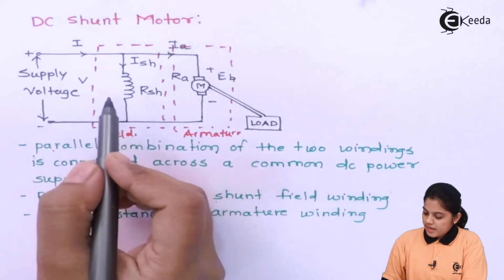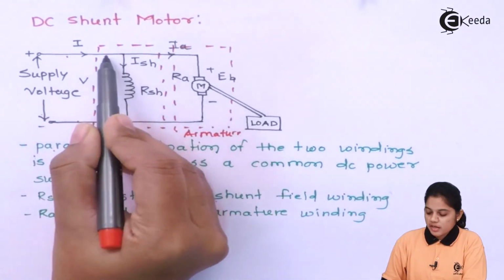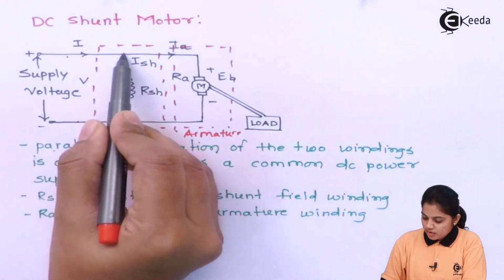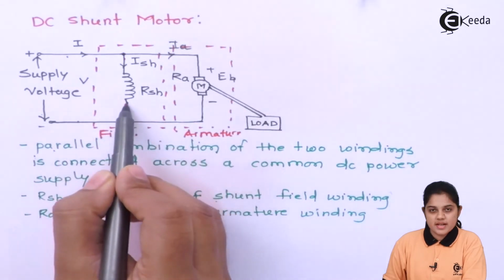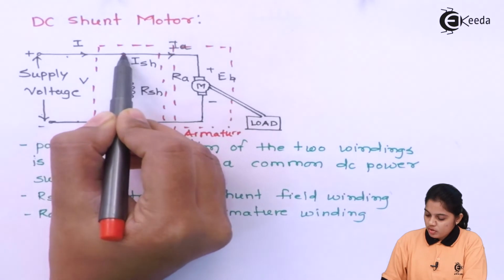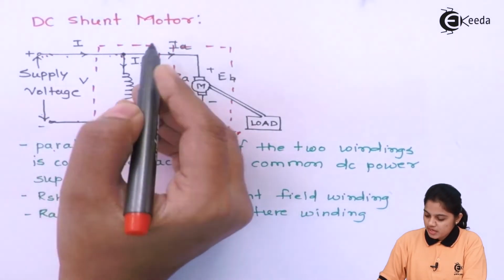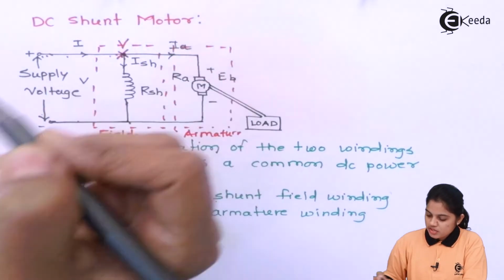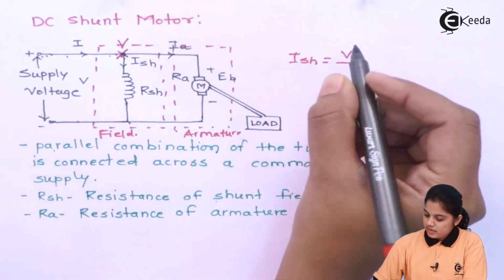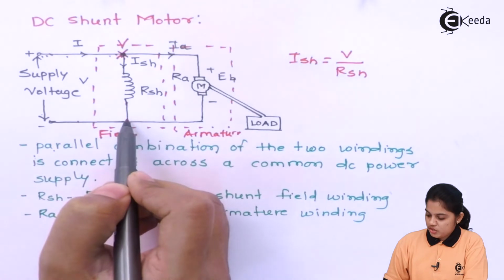You can see in the diagram that this is the voltage supply. If you want to find out the current flowing through this branch, ISH can be calculated as the voltage across this point divided by this resistance. Here the voltage applied is V, since there is no other component connected in this branch. At this point my voltage is equal to V, so I can write ISH is equal to V divided by RSH, the resistance present in this branch.